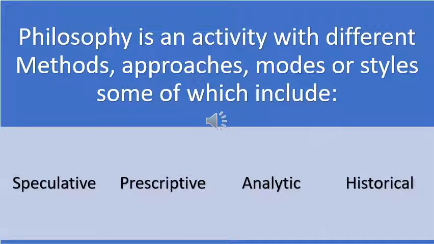Like we said, generally, philosophy is an activity with different methods, approaches, and modes or style, whichever way you say it. It has to do with ways we use in philosophizing. So in this lesson, our concern will be in understanding four methods of doing philosophy. These methods can be speculative philosophy, prescriptive philosophy, analytic philosophy, or historical.